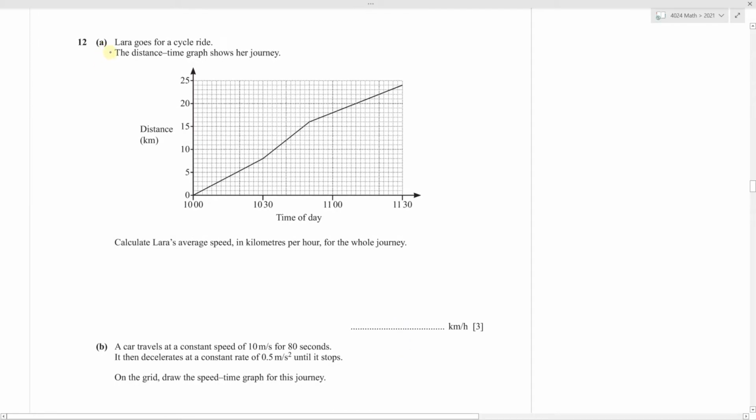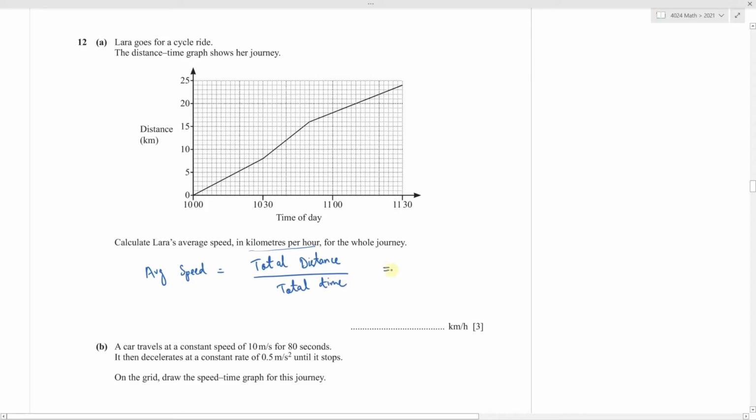Question number 12, part A is Lara goes for a cycle ride. The distance time graph shows her journey. So you have distance on the y-axis and time of the day on your x-axis. Calculate Lara's average speed in kilometers per hour for the whole journey. So your average speed will be total distance traveled divided by total time taken.